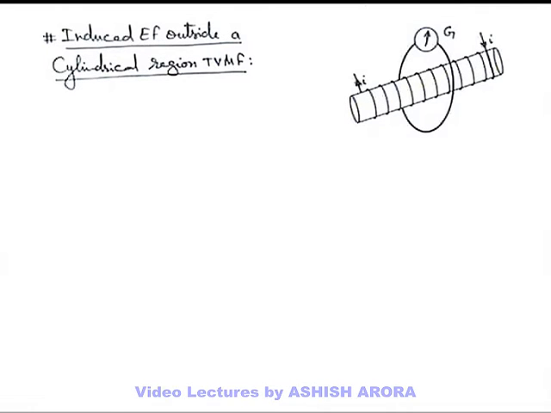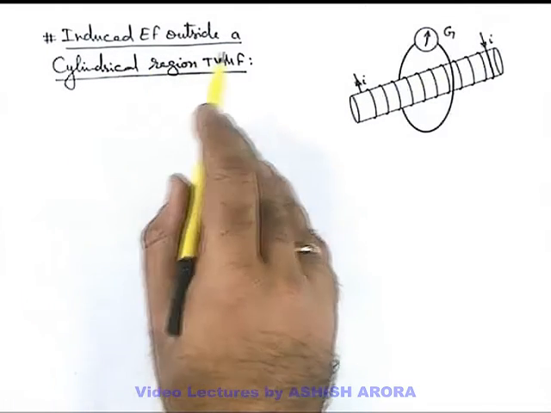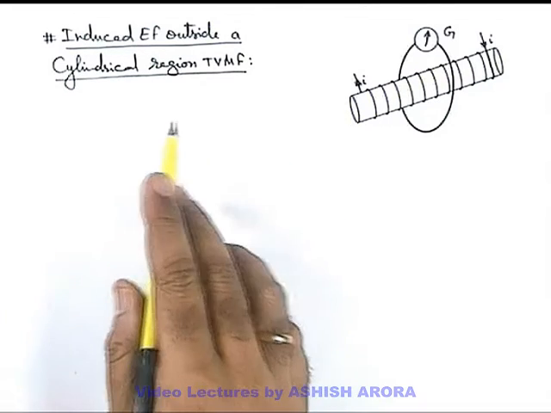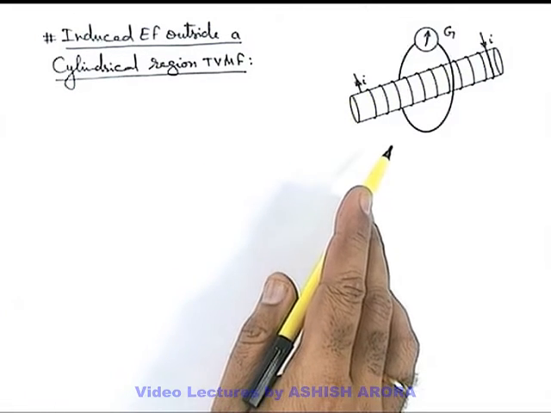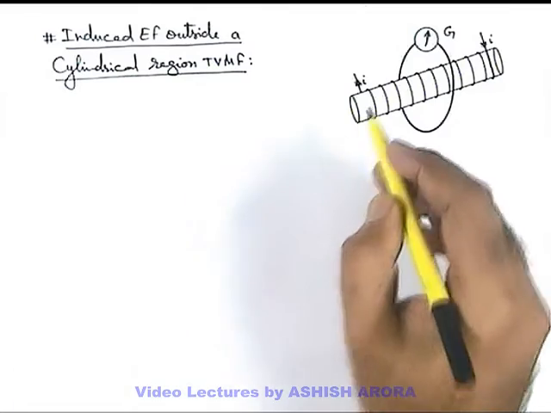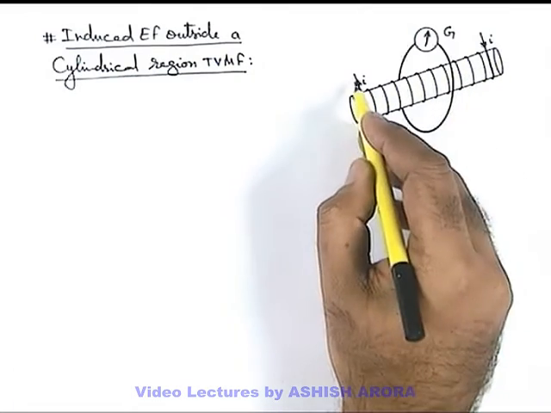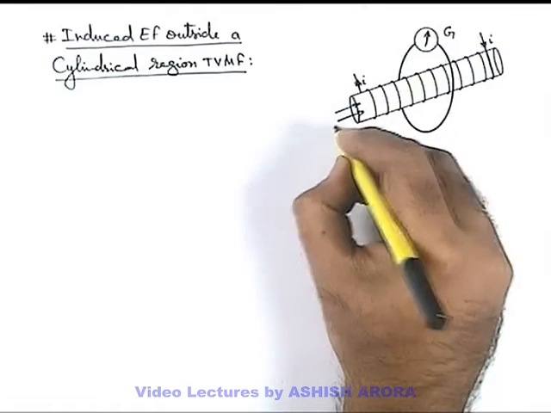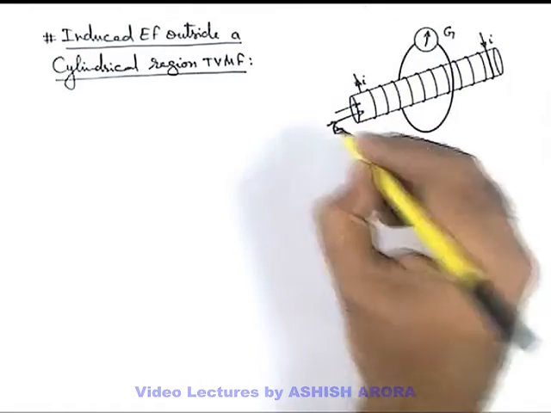Now let us study about the induced electric field outside a cylindrical region with a time varying magnetic field. To understand the situation, let's have a look at this picture. Here we are given a long solenoid in which a current I is flowing, which produces a magnetic induction B along the axis of the solenoid.